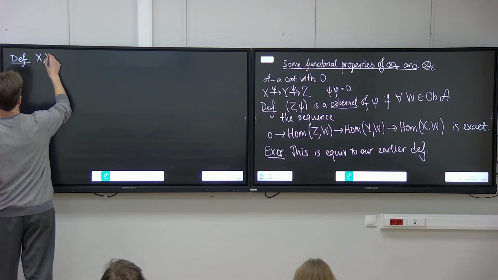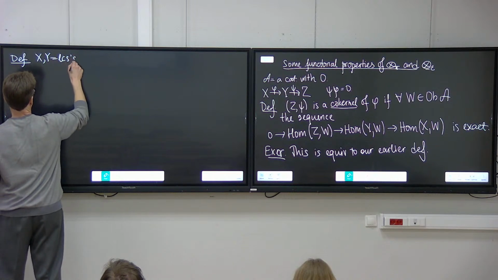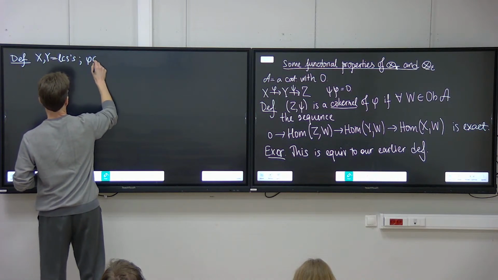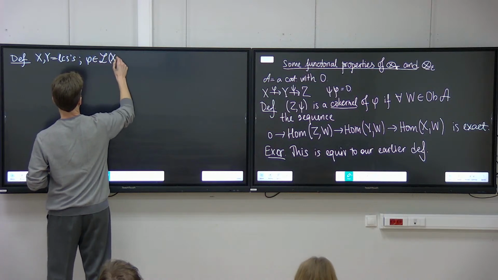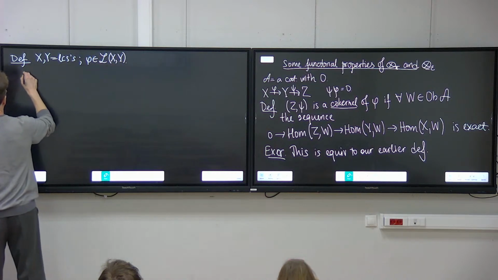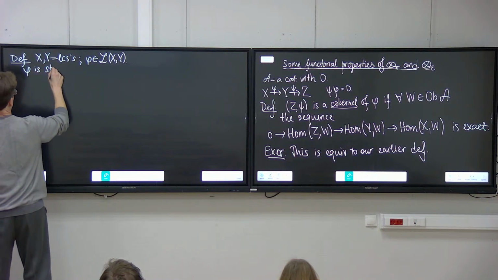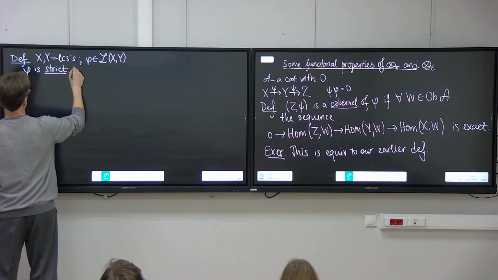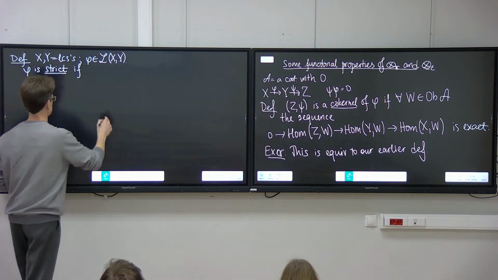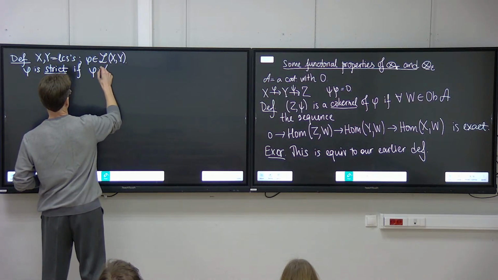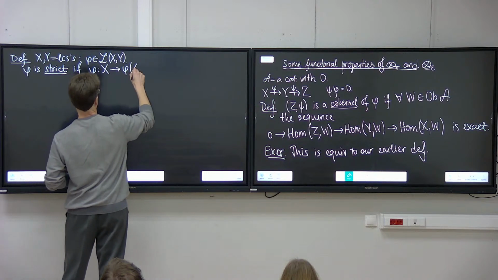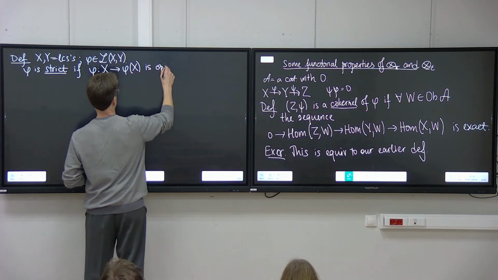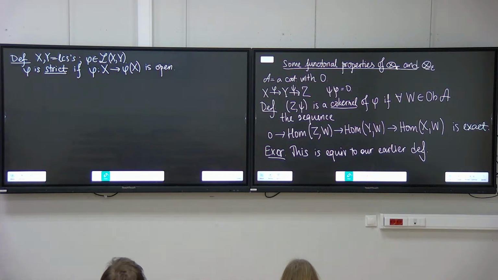If x and y are local economic spaces, and phi is a continuous linear map from x to y, we say that phi is strict if it is an open map onto its range. It is an open map of x onto phi of x. In particular, for injective maps, if phi is injective, then it is strict if and only if it is topologically injective.